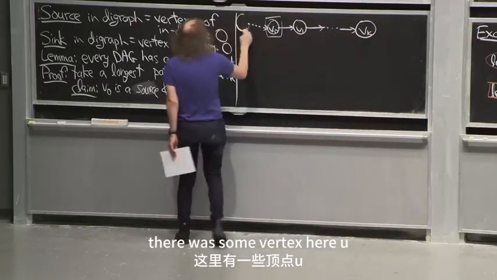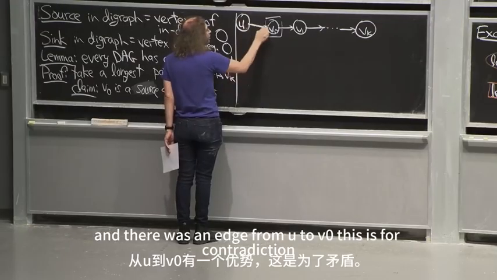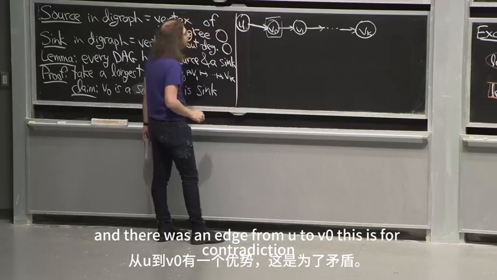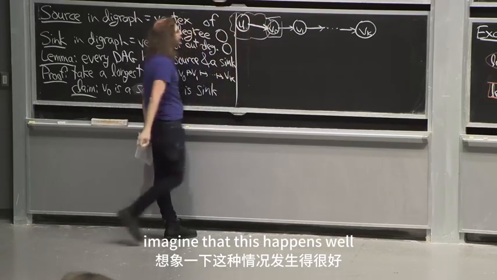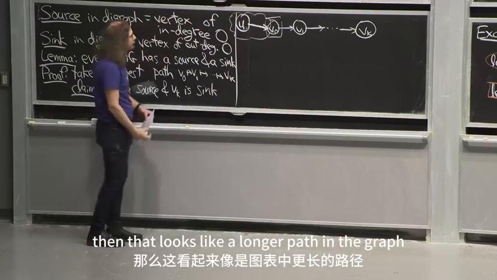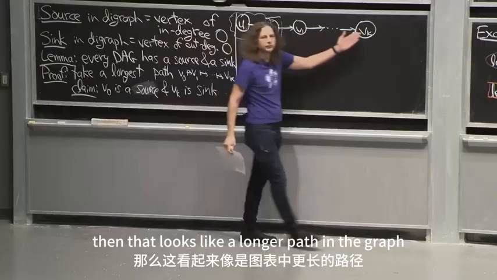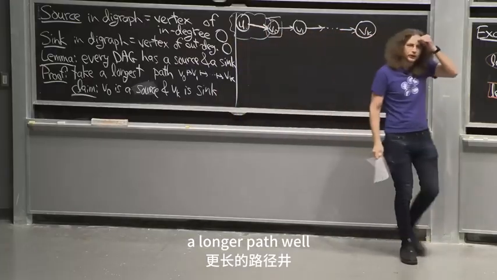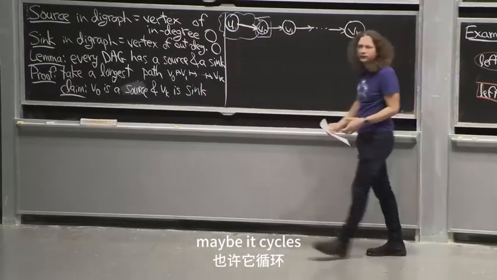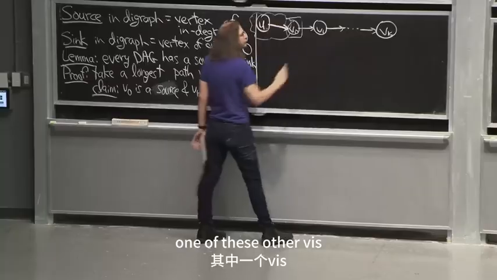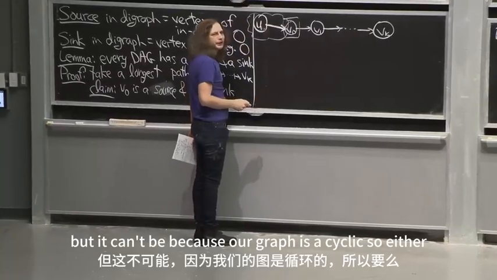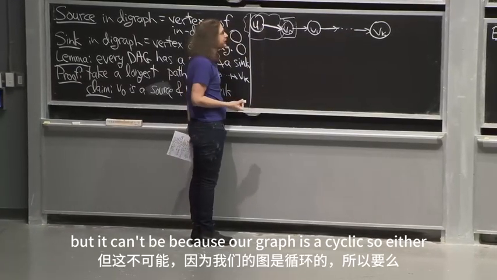Suppose there was some vertex here, u, and there was an edge from u to v0. This is for contradiction. Imagine that this happens. Well, then that looks like a longer path in the graph. How could it not be a longer path? Well, maybe it cycles. Maybe this vertex u was actually one of these other vi's. But it can't be because our graph is acyclic.